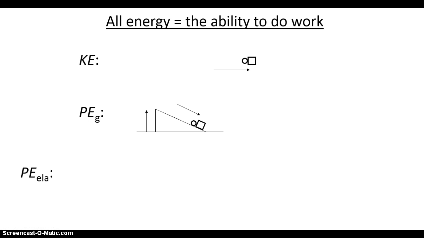Last up is elastic potential energy. Let's take a spring and push it in. We have compressed the spring from where it originally was by some distance x. So this spring right here has elastic potential energy. The question is, does that spring have the ability to do work? Well, if we take a block and we put it against the spring, and then we let the spring go, then it will push the block with some force over a distance. And so yes, the spring will be able to do work.